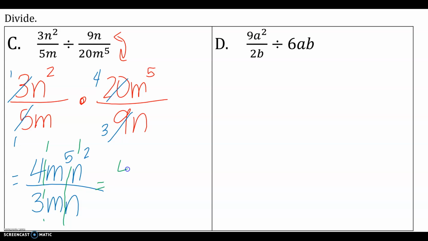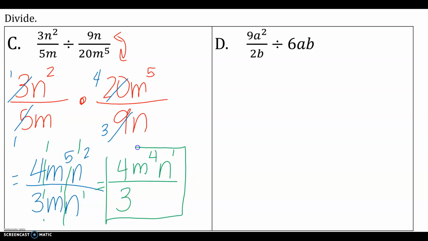Okay, so the 4 and the 3 are staying. Now, m to the 5th over m, if you subtract those, you get m to the 4th on the top. Then you have n squared over n. If you subtract those, you just get n to the 1st. And there's your answer.